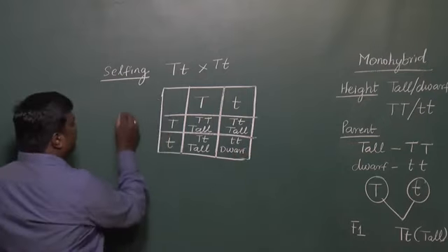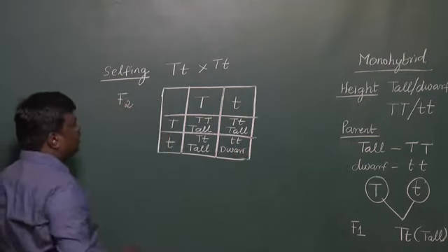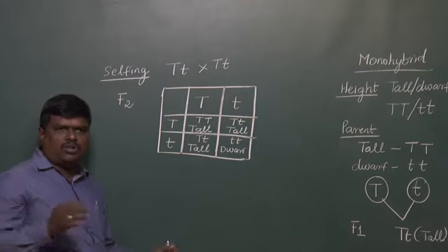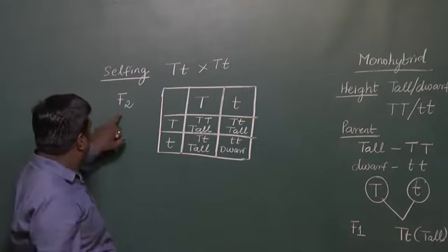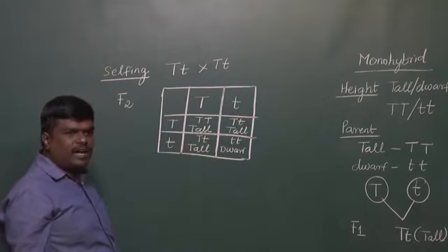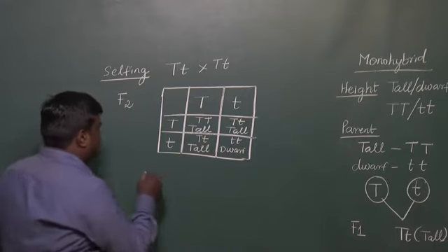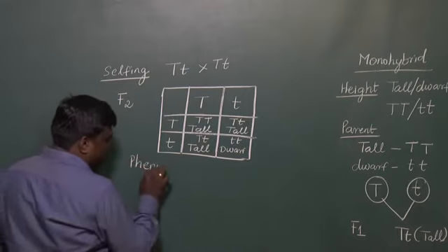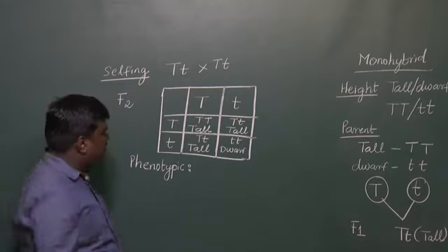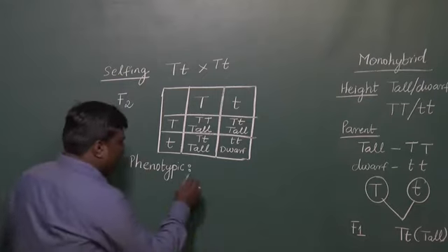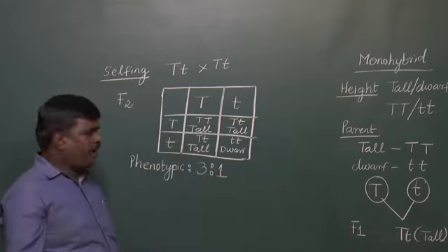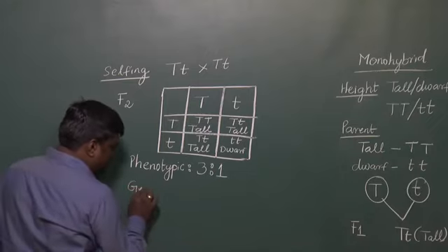In the F1 generation, all the plants were capital T, small t, all of them tall. All four plants were tall. Whereas in the F2 generation, there were three tall plants and one dwarf plant. And the ratio obtained here is the phenotypic ratio. Phenotype refers to the external appearance. When you see the plant externally, three were tall and one was dwarf. So it is a 3:1 ratio. But there is one more ratio, which is called the genotypic ratio.